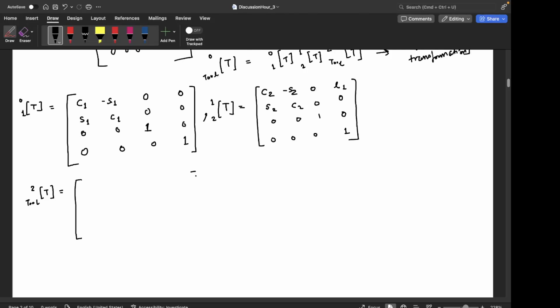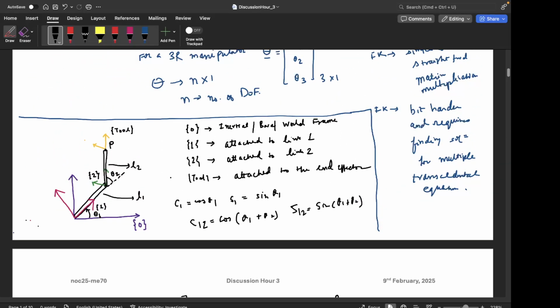And finally, the last one is very straightforward too. But sometimes simple things become less obvious. So again, take a minute to think what should be the transformation between the tool frame and frame 2.